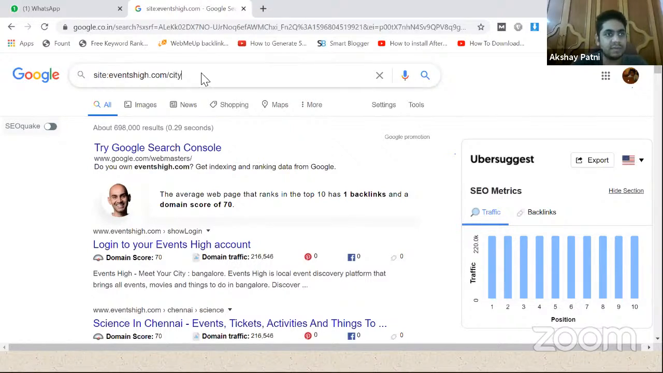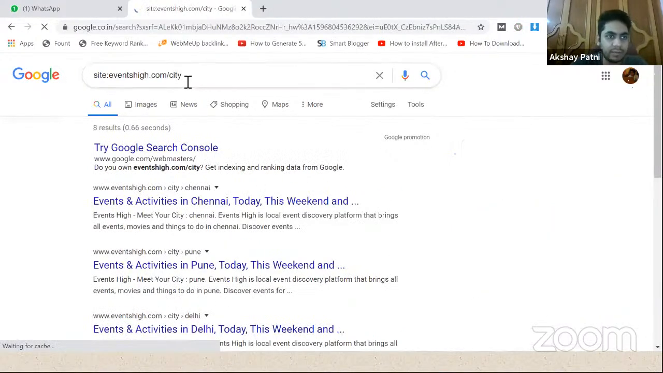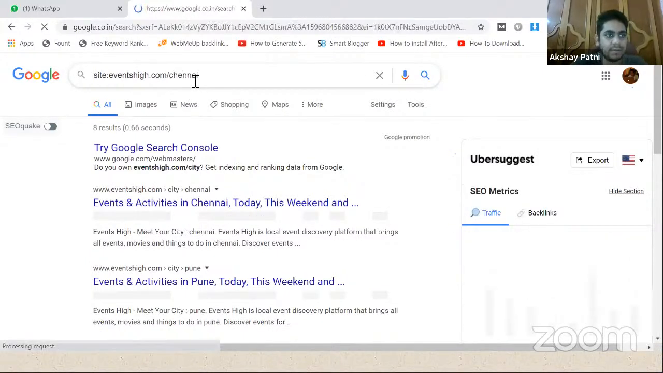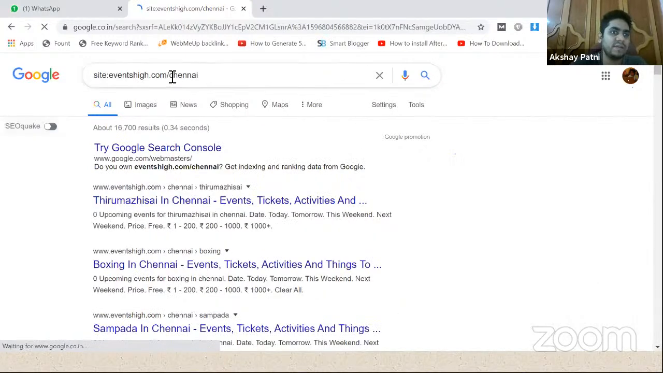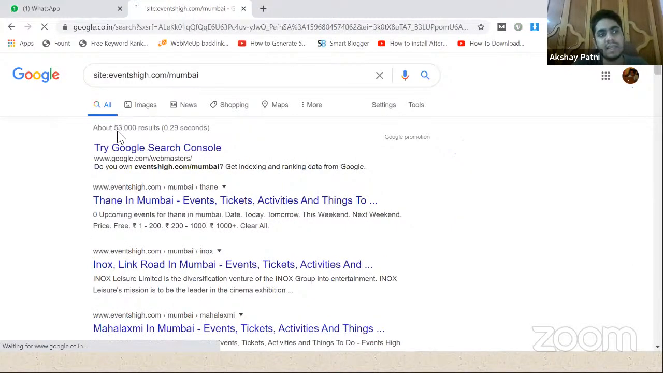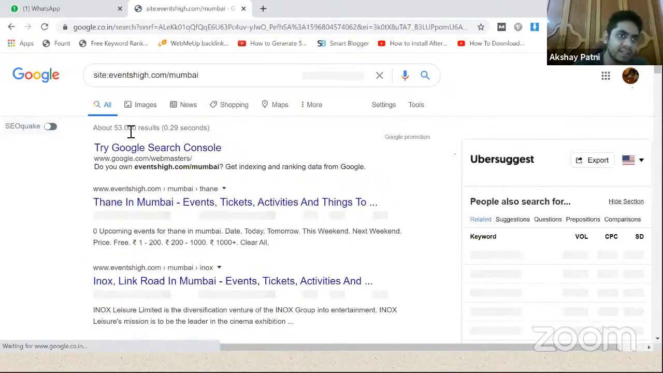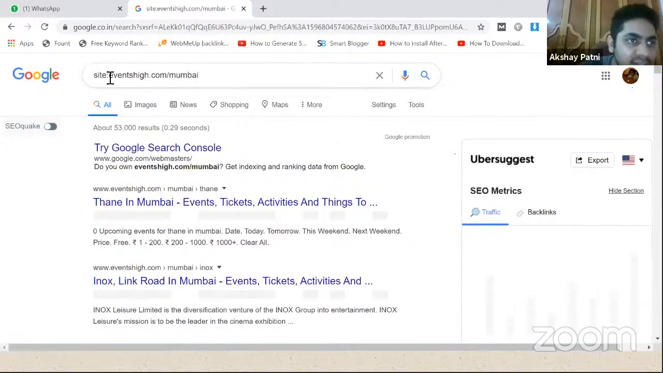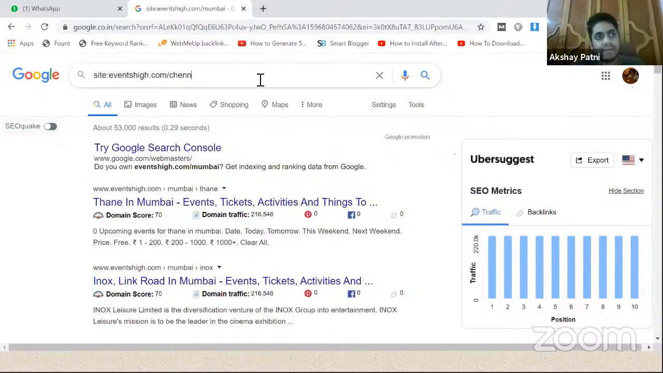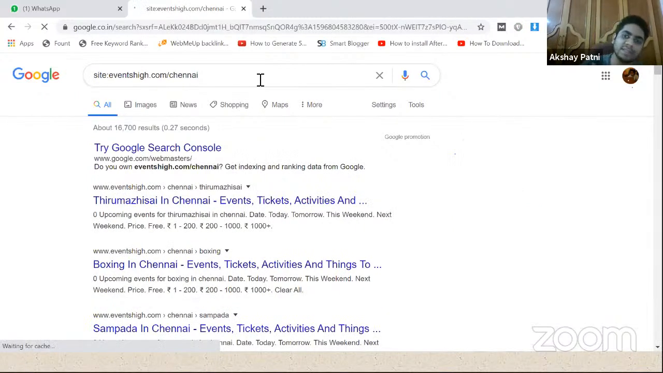let's pick up a city one category. Chennai. In Chennai, they have 16,000 pages. Similarly, for Mumbai, if I'm going, then they have 53,000 pages, right? Getting the difference. So the difference here is, let's say site colon eventsite.com slash Mumbai. In this type of URL, they have around 53,000 pages, but when it comes to Chennai, they only have a very limited number of pages, right?